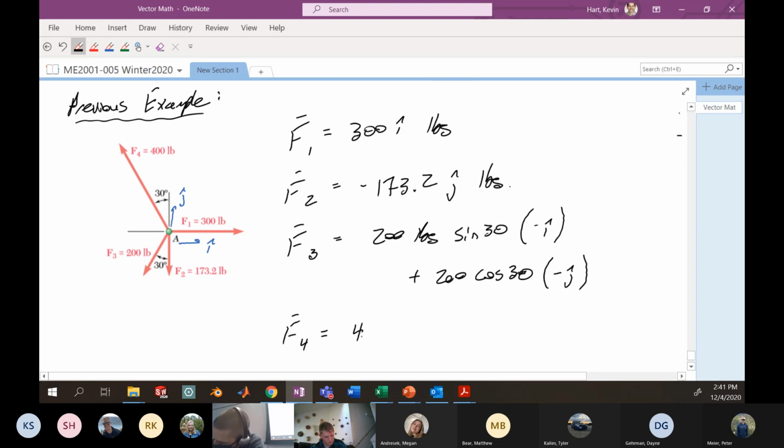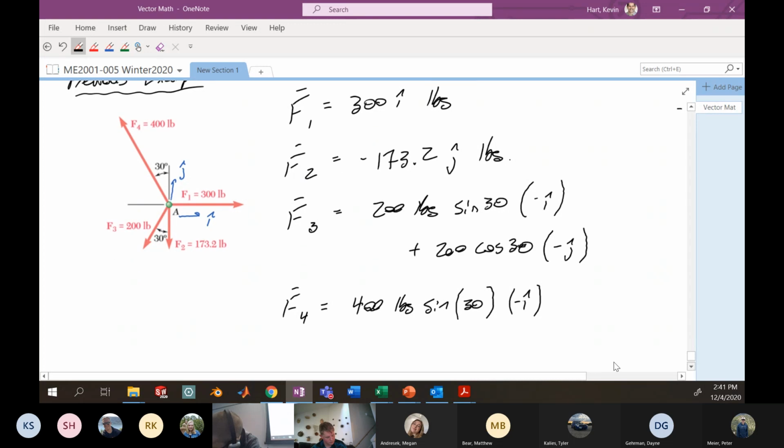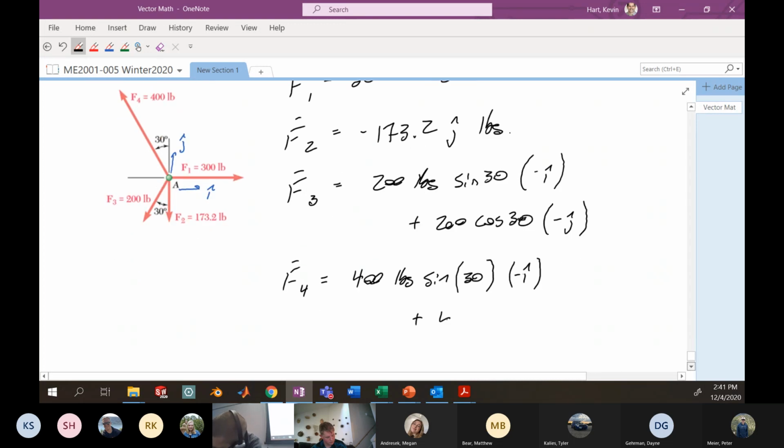F4 is 400 pounds times sine 30 in negative i hat, adding to this 400 pounds times cosine 30 in the positive j direction.